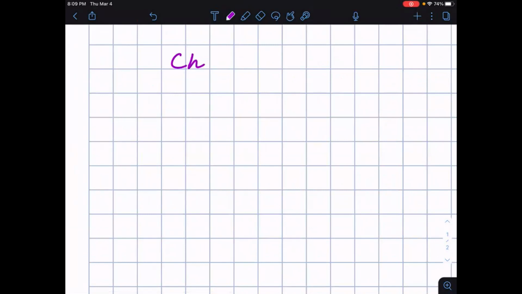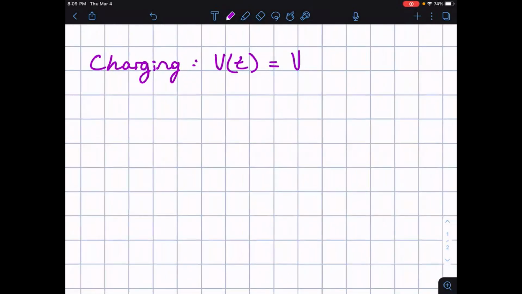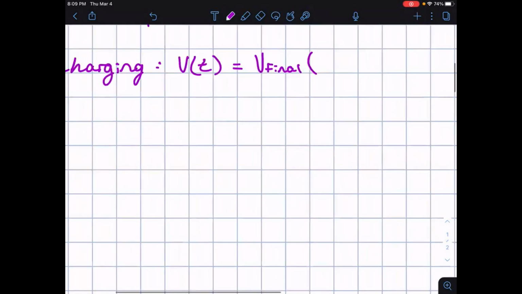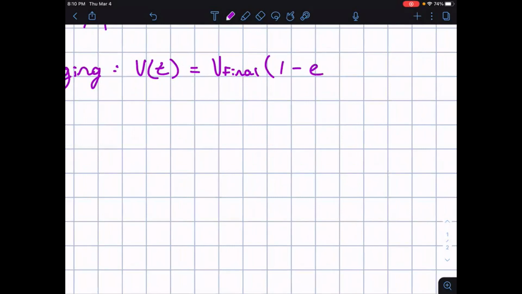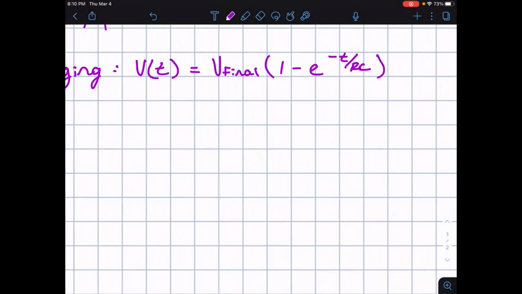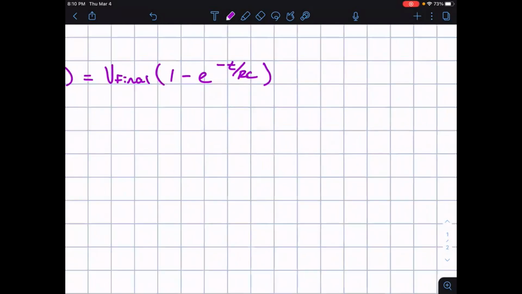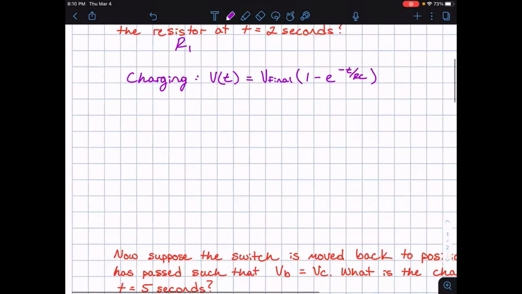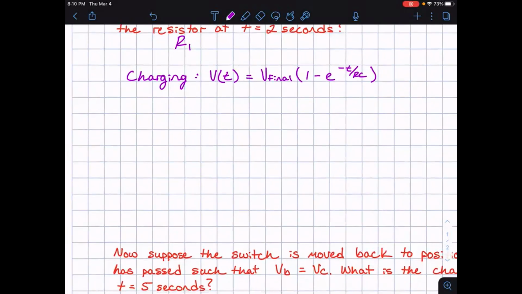But for a charging scenario, you're going to have V of t equal to, and Nick, I can never remember it either, I can't remember if it says V final, V initial here. I think it's V final. It doesn't really matter. It's just the voltage of the battery, times 1 minus e to the negative t over RC, where RC is equal to tau, or that time constant. Either way, whatever you want to call it, that's totally fine. But this is the charging expression.